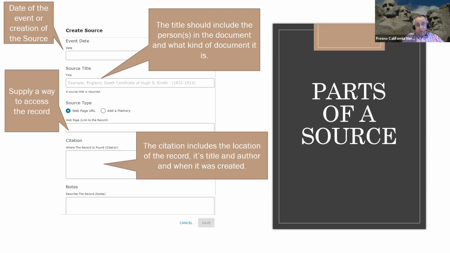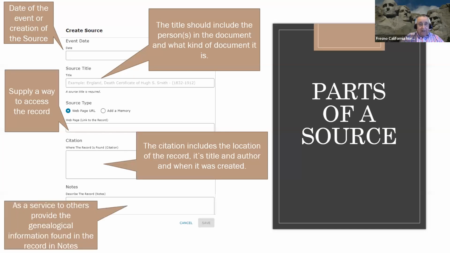And this would include the location of the record, its title, its author, when it was created, those things that you would normally think of in a citation for a record.